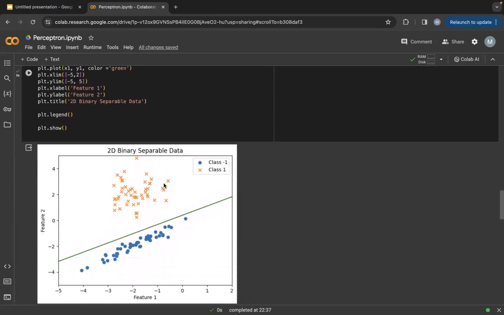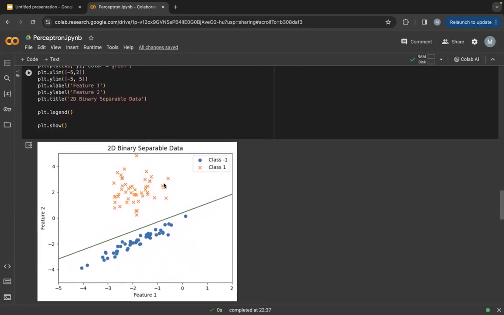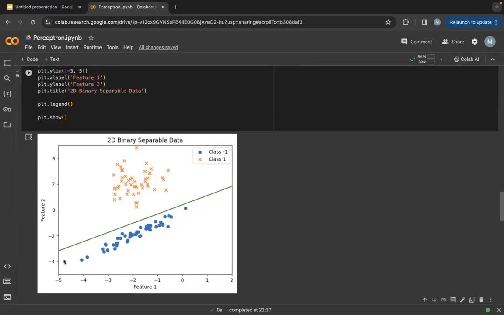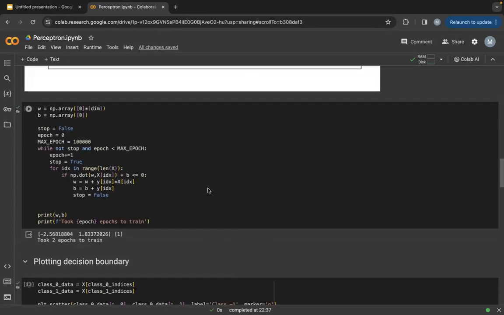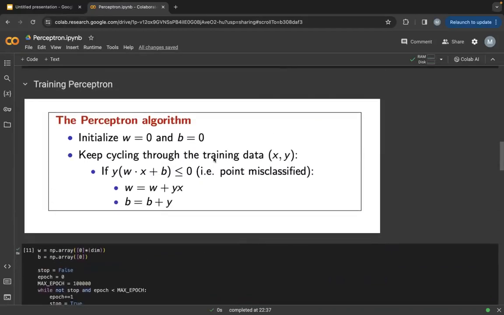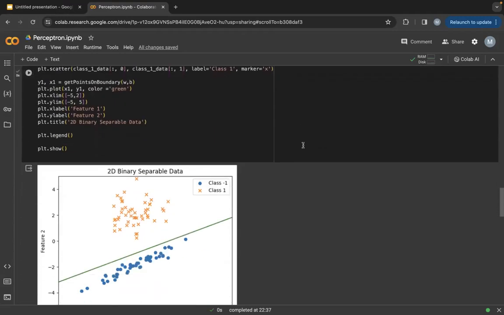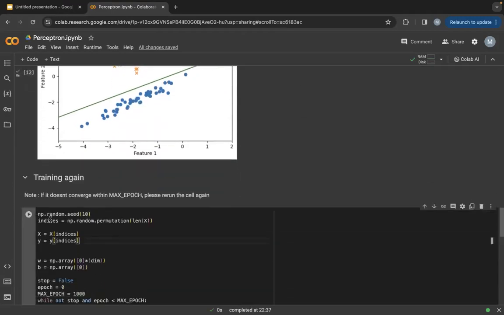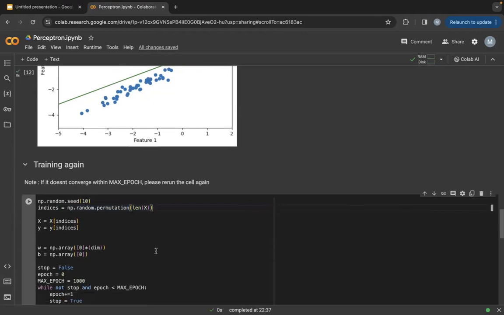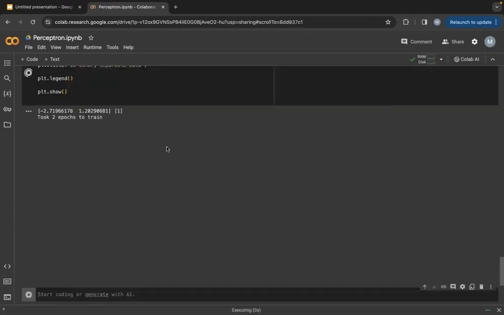Let's do one other thing. We'll try to train perceptron again and see if we always get the same boundary or not. But this time, what we'll do is, we were just cycling through training data, right? We'll just shuffle the order of data. So here we just randomly shuffle the order of data and just use the same training procedure again.